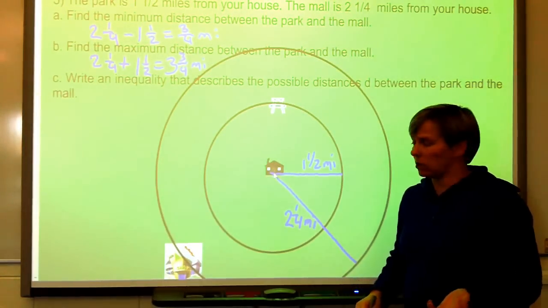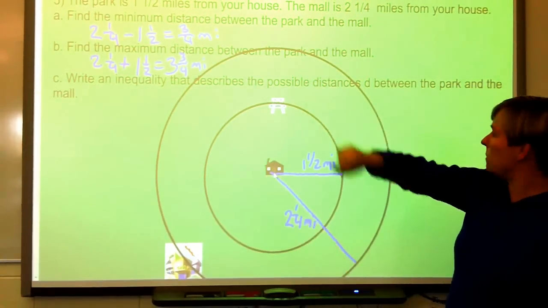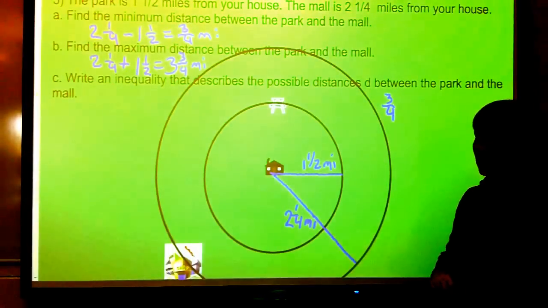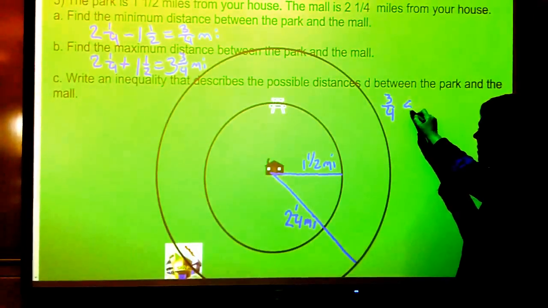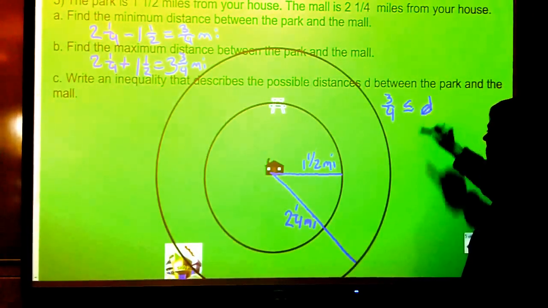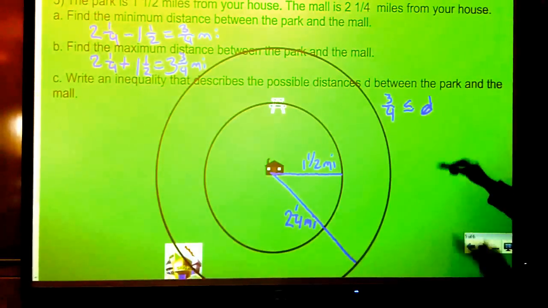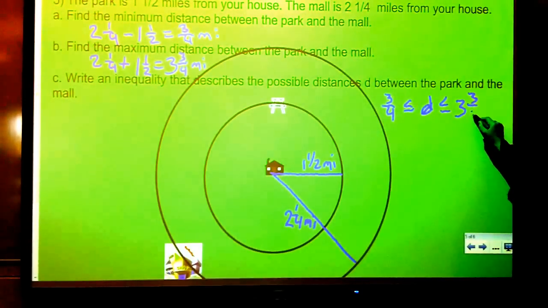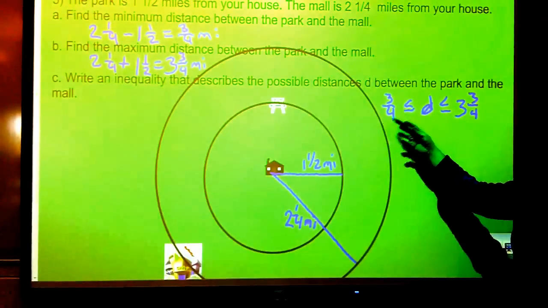I'm going to write a compound inequality. So I'm going to say my minimum distance is 3/4 of a mile. So 3/4 would be less than or equal to my distance, we'll say D, and my distance has to be less than or equal to 3 3/4 of a mile. I have to be anywhere in between here.